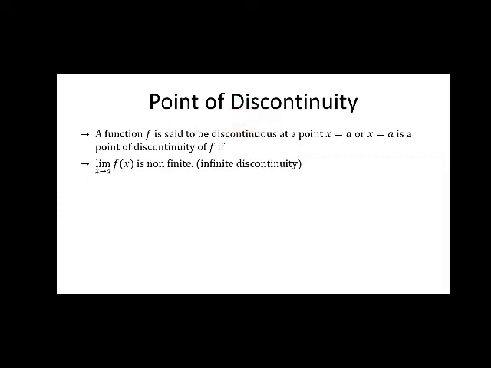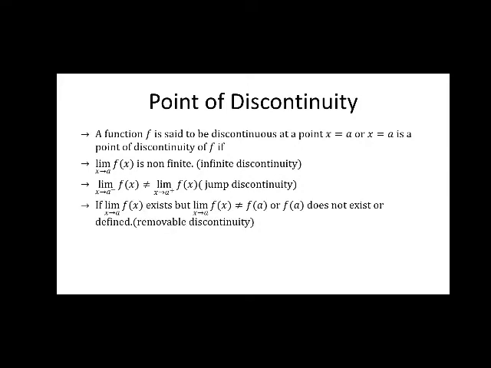Now the second one is jump discontinuity. Obviously, from the definition itself you can understand, from the left hand side it is giving me one value, from the right hand side it is giving me a different value. So the left hand limit and the right hand limit of the function won't match. If they don't match, then we call that a jump discontinuity. And the third one is the removable discontinuity. Now understand it a little bit.